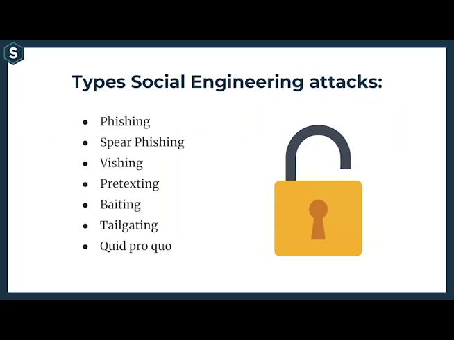So what are some different types of social engineering attacks? Let's quickly cover some of the most common examples that we currently see today: phishing, spearfishing, vishing, pretexting, baiting, tailgating, and a quid pro quo attack. We'll go through each of these individually.